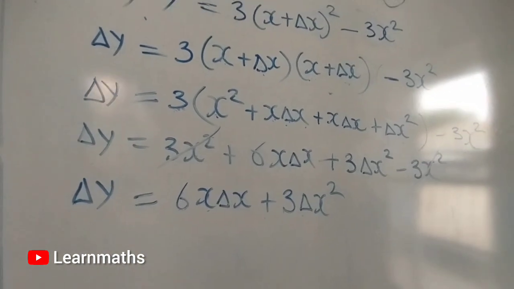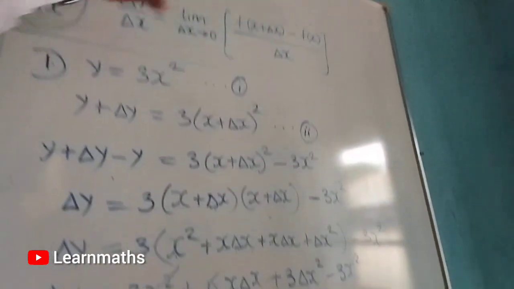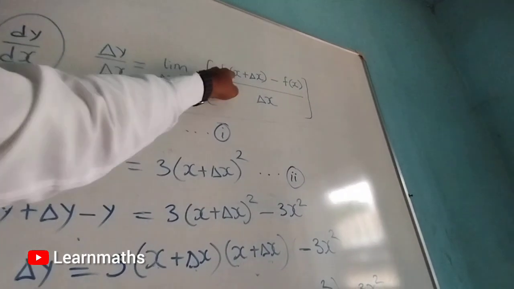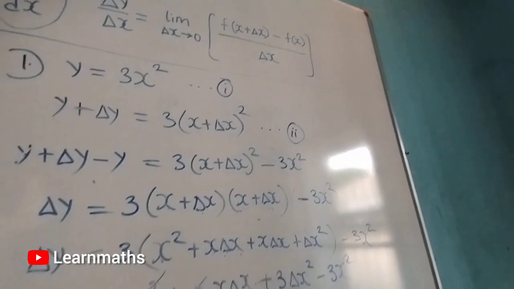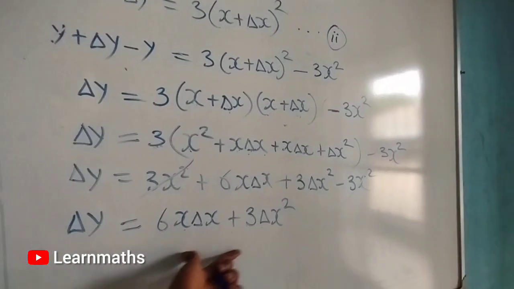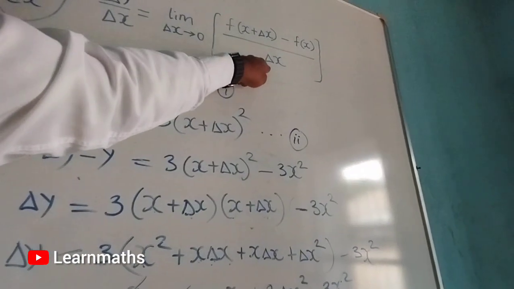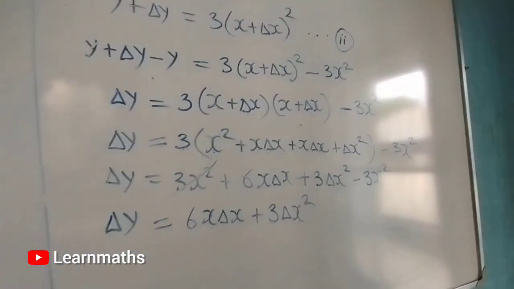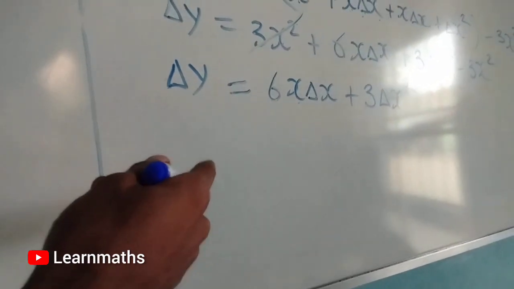Now we have carried out this subtraction from the formula here, the formula we use for first principle, right? This subtraction here, we have carried it out, and this is what we got. Now, from the same formula, we are asked to divide it with change in x. Whatever you get from your subtraction, divide it with change in x, right? So this is what we are going to do. I'm going to divide both sides with change in x, right?